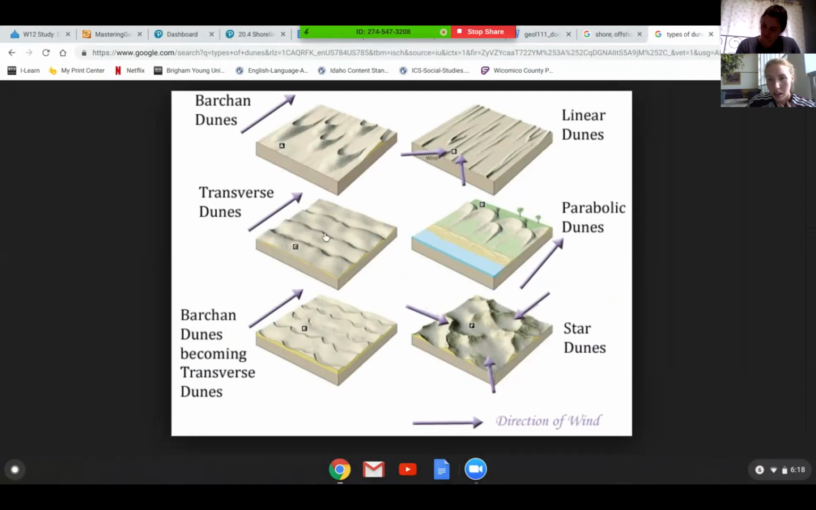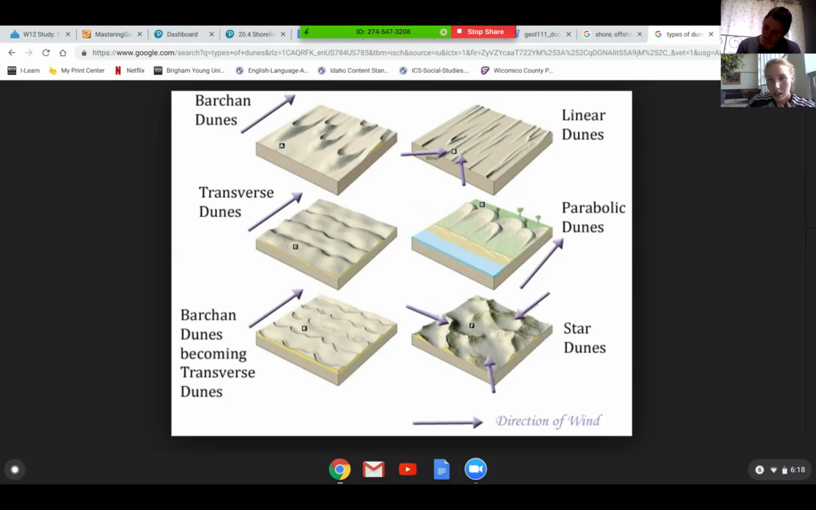I guess it would just be the transverse and barchan. Oh, well, it can't be barchan if the wind is going the same direction as parabolic. Oh, wait, never mind. What am I thinking? I don't know what I was thinking. Were you thinking you might see them along the same coast? Yeah, I get where you're coming from.